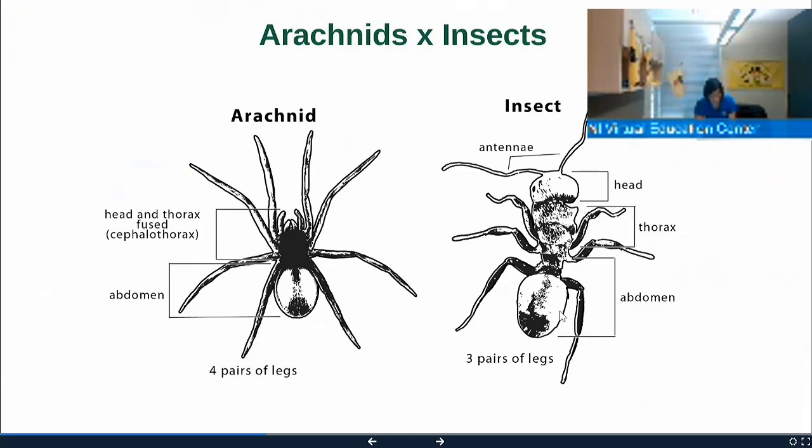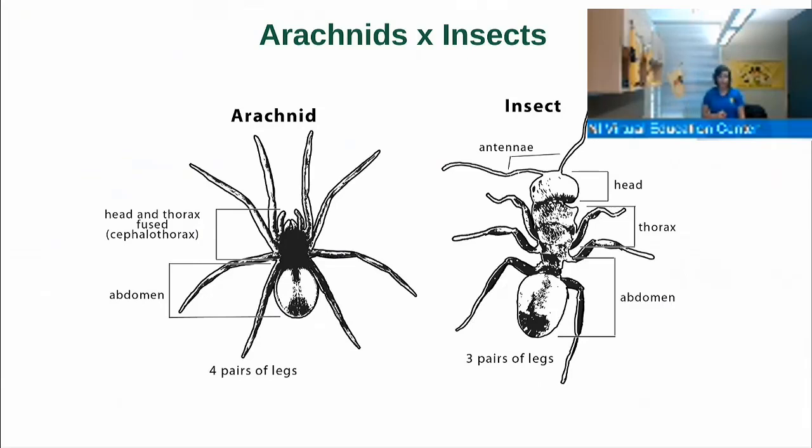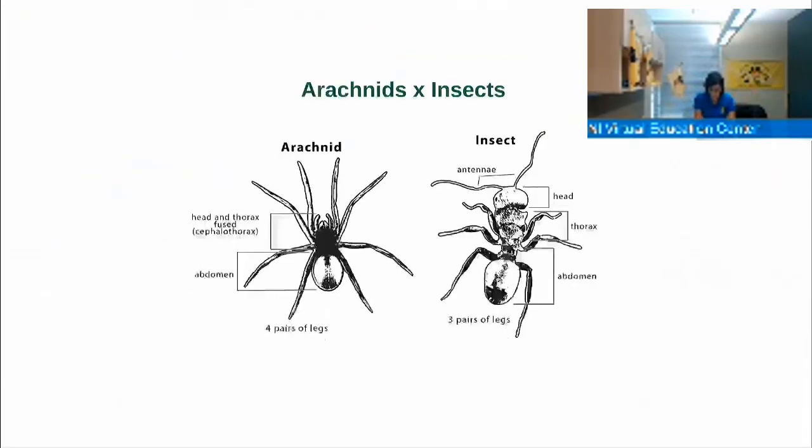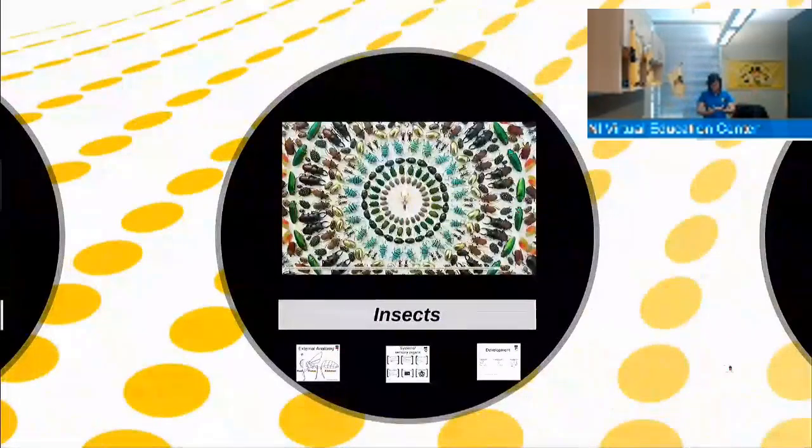What else can insects have that arachnids don't have? Wings. So if somebody told you that, oh, I saw a spider flying the other day, it's a lie. Okay? That person didn't identify properly. Insects may have wings as well. So let's talk about them a little bit, shall we?